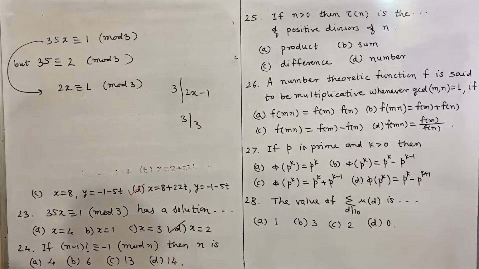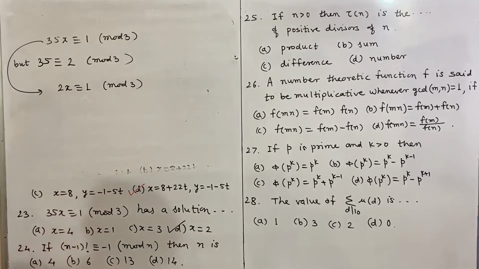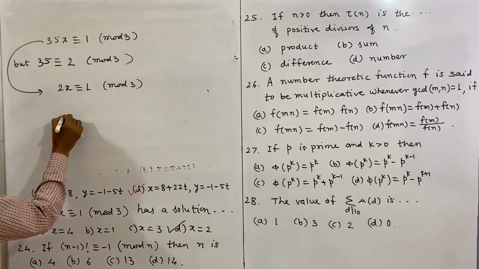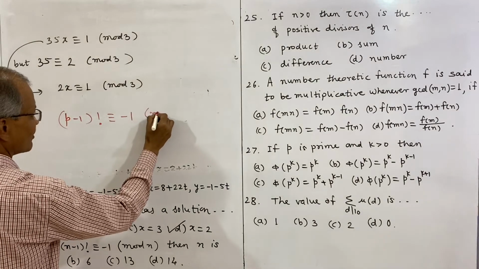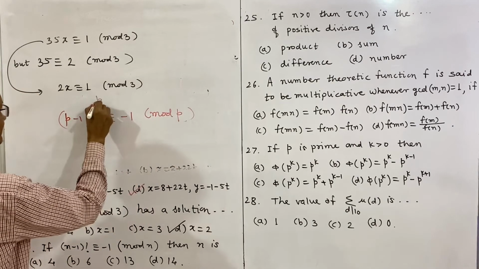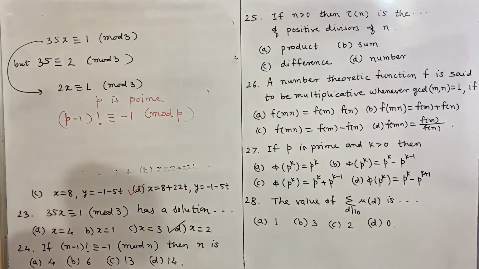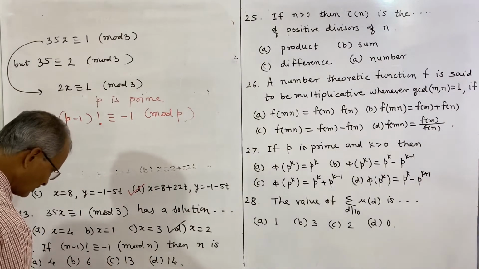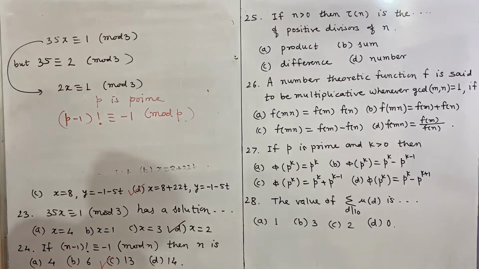Next is, if n minus 1 factorial is congruent to minus 1 modulo n, then what is the value of n? Again, this is Wilson's theorem. Actually, the theorem is, if p is prime, then p minus 1 factorial is congruent to minus 1 modulo p. So this relation is satisfied by a prime number, and we can see the prime here is 13, and therefore C is the correct alternative for this question.